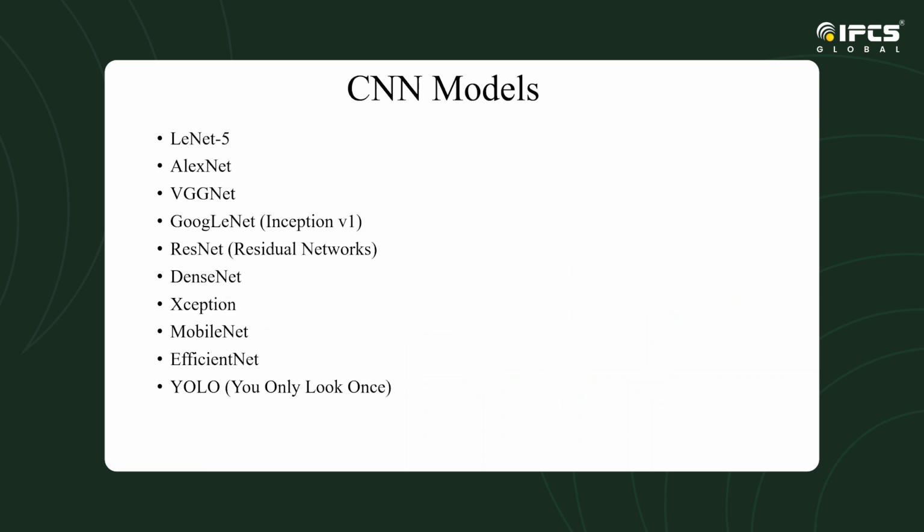Then we have to see what are the CNN models which are predefined in our Python. So these are the predefined CNN models, which are LeNet-5, AlexNet, VGGNet, GoogLeNet, ResNet, DenseNet, Xception, MobileNet, EfficientNet, and YOLO.